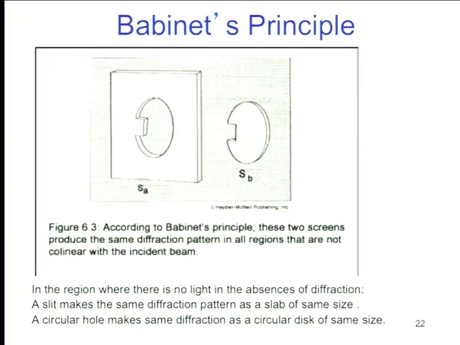It's really quite cute. All right, now, do I have time for Babinet? Easy Babinet, 2 minutes. Well, all right, let's throw it out here.